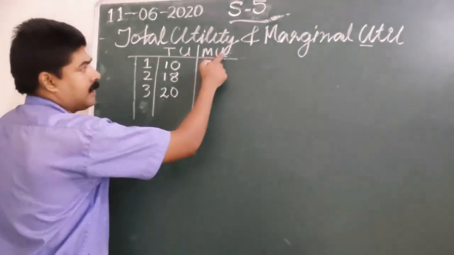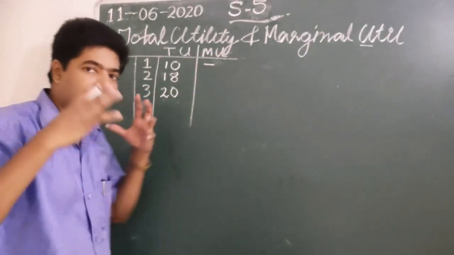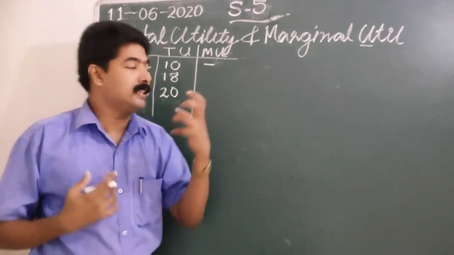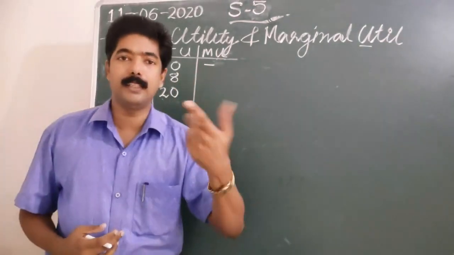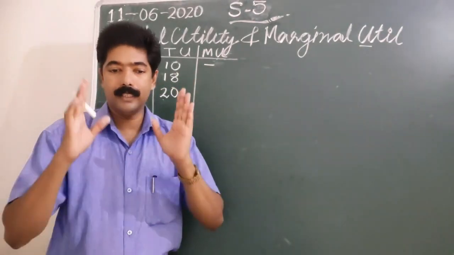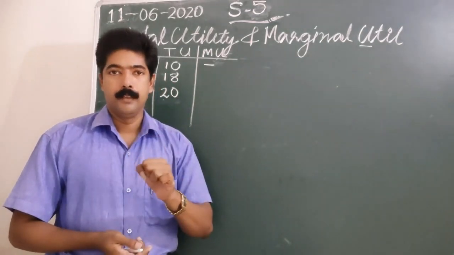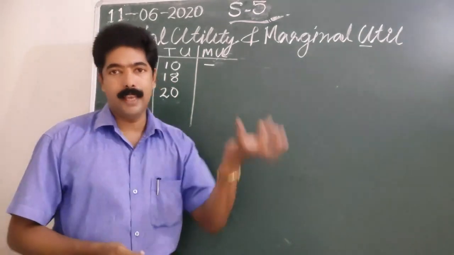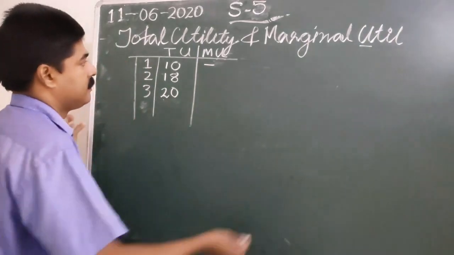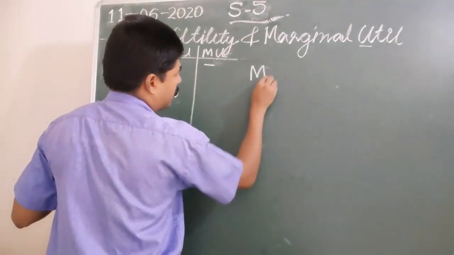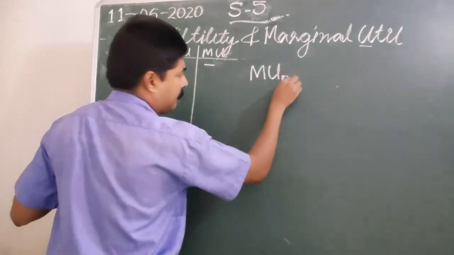So how do we calculate marginal utility? What is the additional utility you created when you consumed the second mango? For that we have a formula. Symbolically we can write it as the marginal utility of the nth commodity.